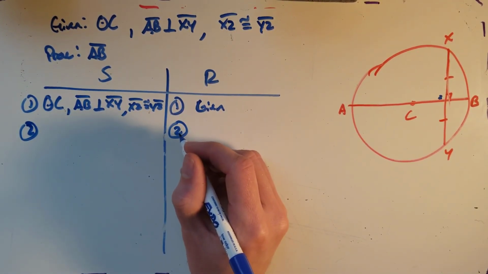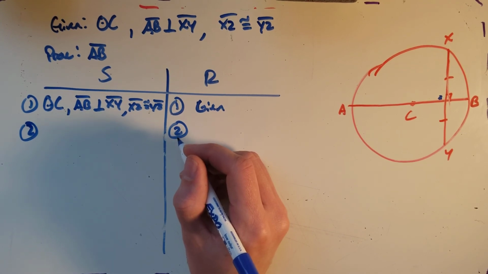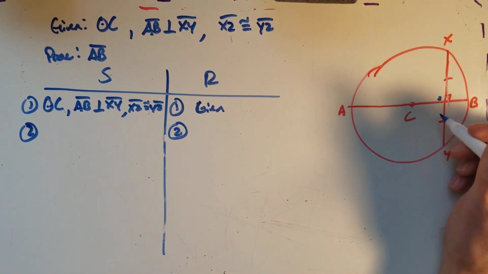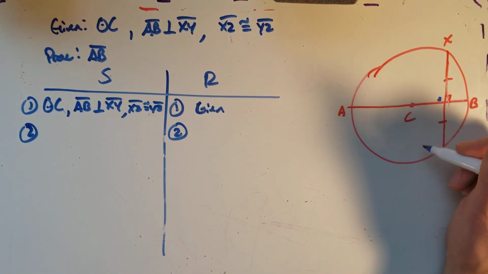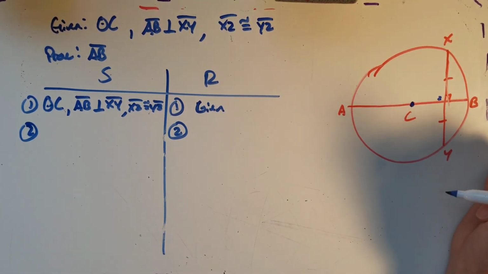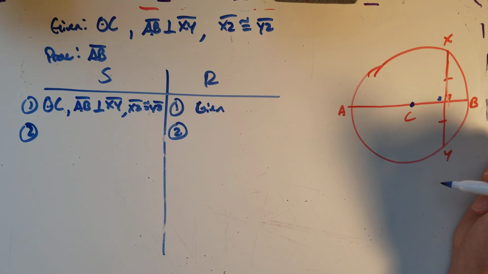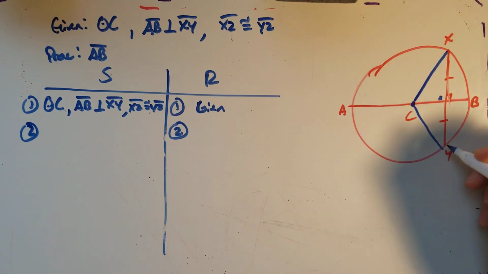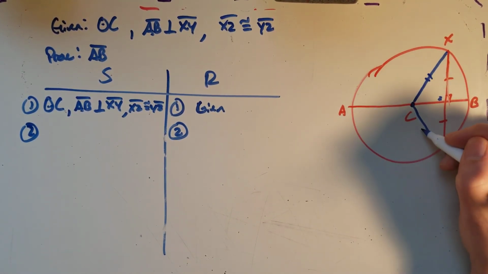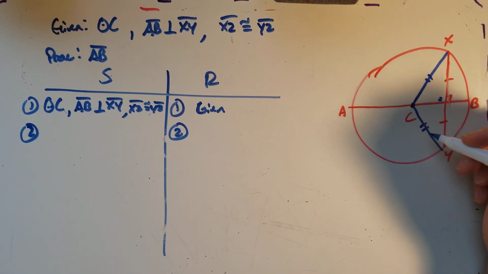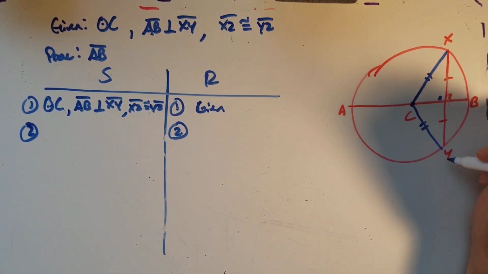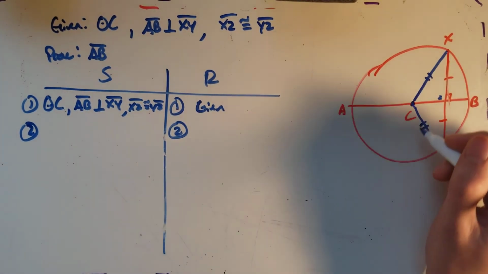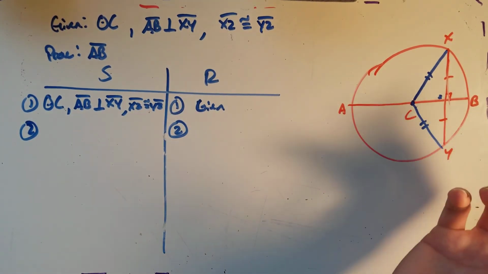So from this information, let's think about what we know. So point C here, think of what we know about point C. We know it's the center of the circle, and a way that we can use this is that point C is going to be the same distance away from X as it is away from Y, because the radius to any point on the circle is going to be the same. The segments are going to be congruent.